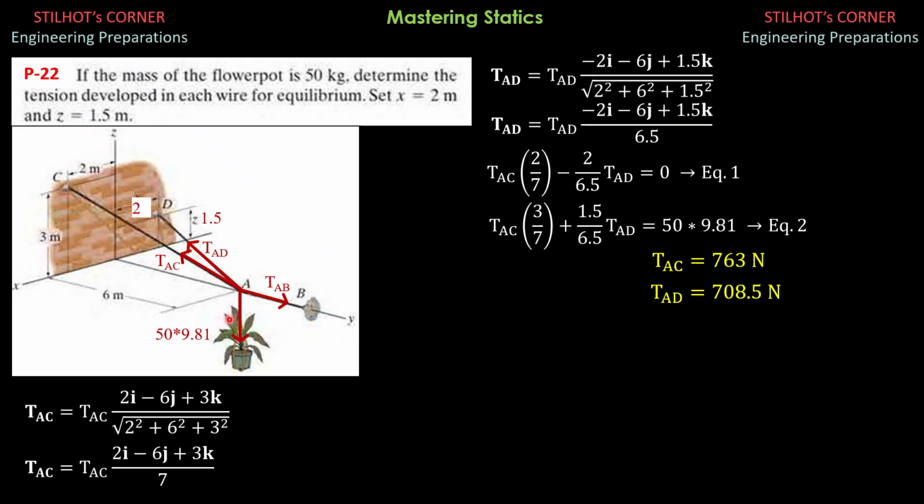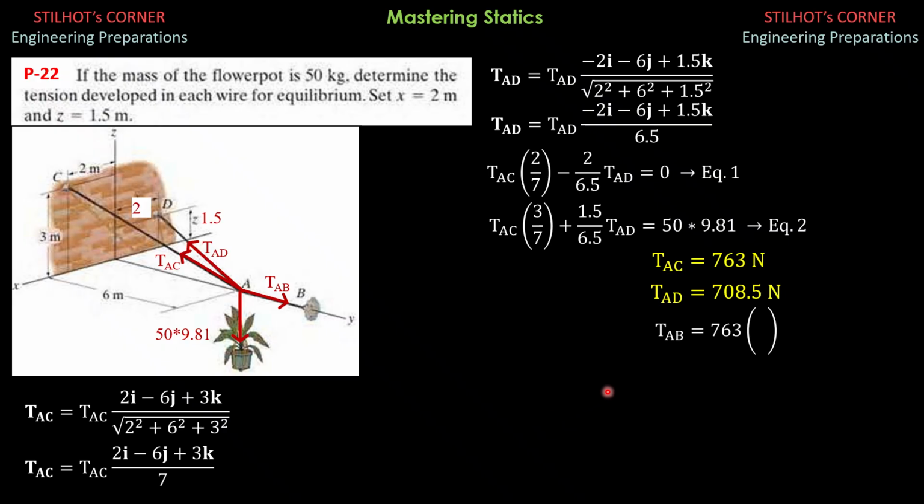Having found this, we can now compute tension AB. Tension AB plus the components which are negative equals 0, or tension AB would be the positive Y components of these two. So they are negative here, negative 6 over 7 tension AC, negative 6 over 6.5 tension AD. But supposedly tension AB, which is positive, plus the negatives equal 0. So we just transpose them to the right, they become positive.